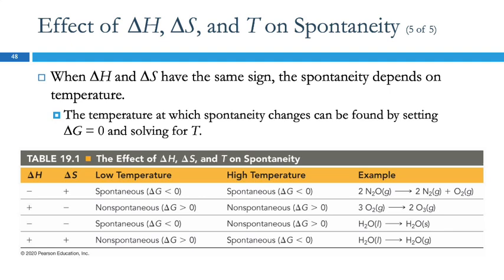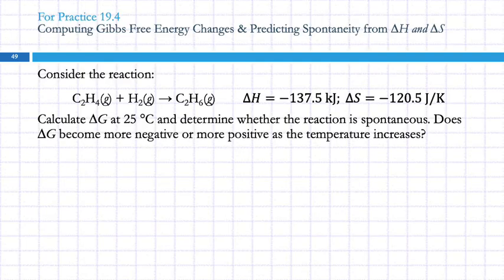You can figure out where that tipping point for the temperature between spontaneous and not spontaneous is by setting delta G equal to 0. That's where it changes from positive to negative. And then you can calculate the temperature at which this would become spontaneous or non-spontaneous.